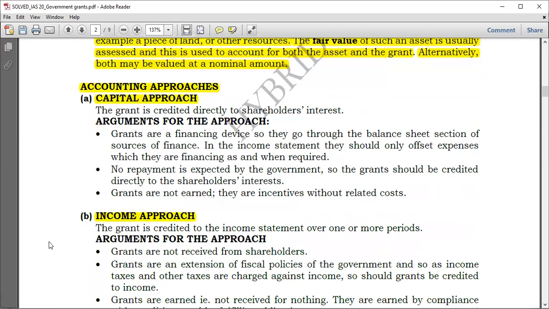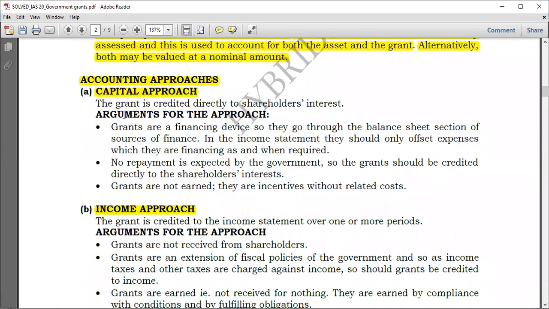So we have the capital approach, but usually we do not use it, right? I'm just writing it here, but we won't use this. We'll use the income approach. The grant is credited directly to shareholders' interest, to equity, something which we reject, which we actually stop. We just say do not use that. There are some people who say this approach is fine. I'm repeating again, we are not using this for government grants.